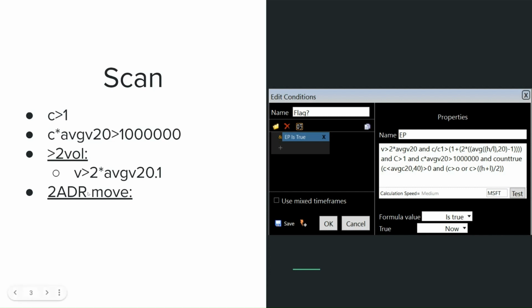And the other main part of the scan is that the stock has made a 2 ADR move. What does that mean? So ADR is the average range that a stock trades in a day. What I am looking for is a stock that has made more than twice its average daily range. So say on average, a stock trades a 5% range. This is going to scan for stocks that have more than 2x their average daily range, or in this case, more than 10%.